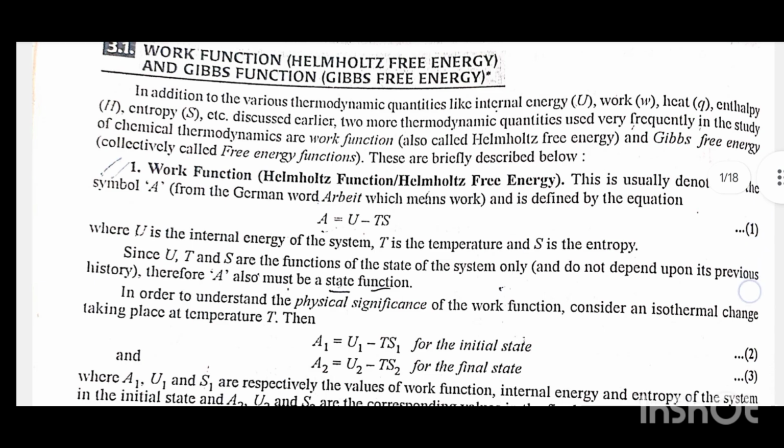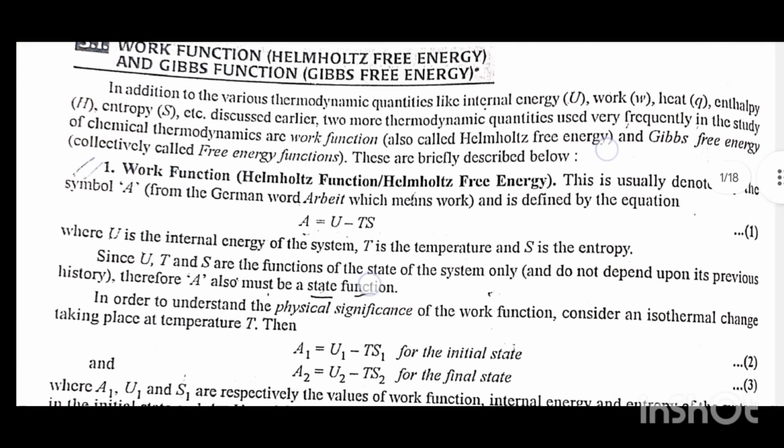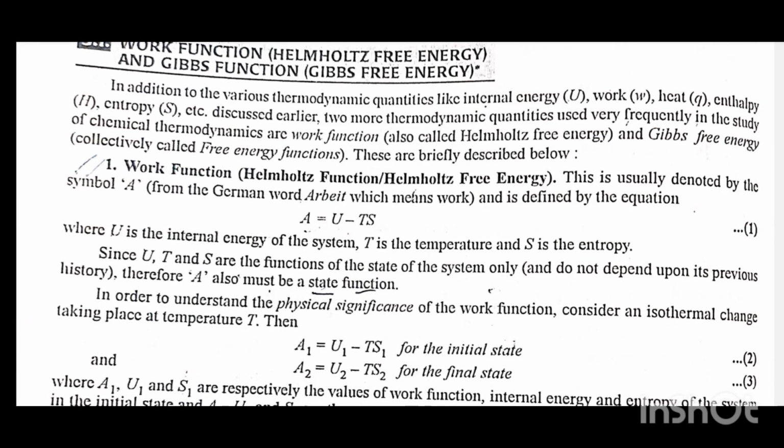In addition to the various thermodynamic quantities like internal energy, work, heat, enthalpy, entropy, etc. discussed earlier, two more thermodynamic quantities used frequently in the study of chemical thermodynamics are work function, also called Helmholtz free energy, and Gibbs free energy, collectively called free energy functions. These are briefly described below.